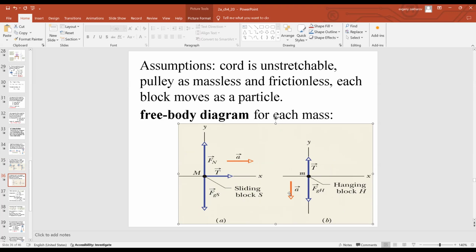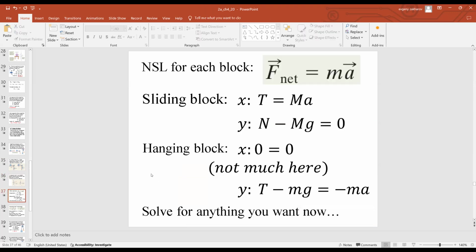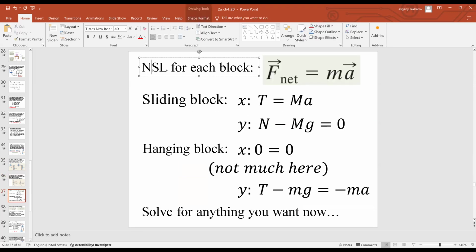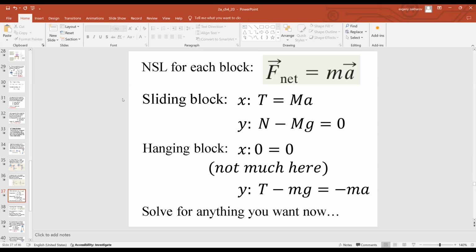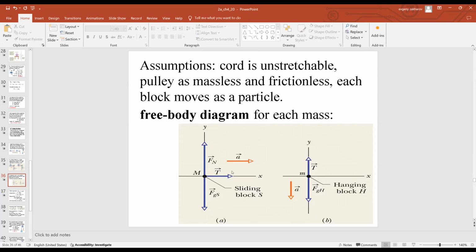And it's now time to do Newton's second law for each block. That's the general equation. First one is the sliding block. What do we see? We have the x-axis, and there is a tension force along the x-axis. And what do you say for other forces? See how this vector is perpendicular onto x. So what is the component of the normal force onto x?